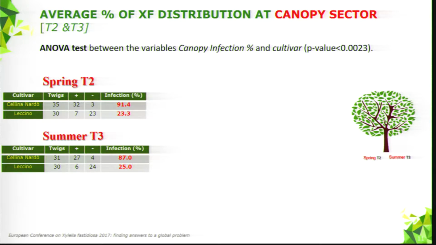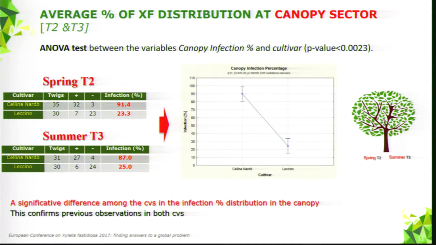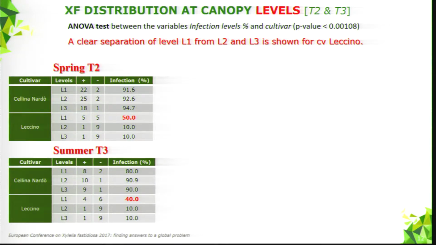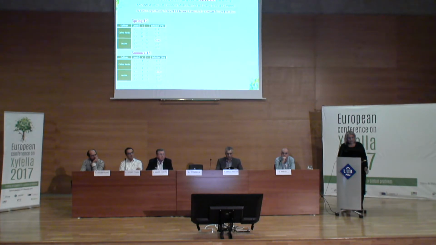By ANOVA test, we had a significant difference between Cellina di Nardò and Leccino, which was already known from previous observations. But what I want to focus attention on is Xylella distribution at the canopy levels in the 2 time intervals, one in May and one in July.